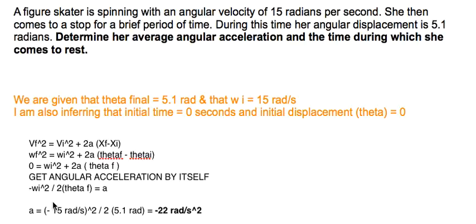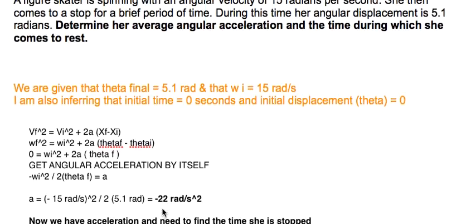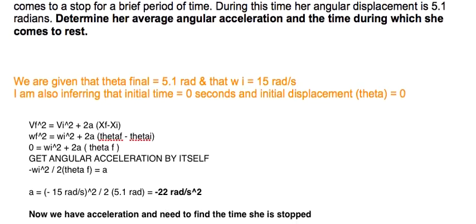So I can plug in that the initial angular velocity is 15 radians per second, and it's squared, and it's negative because I have the negative sign before. And I'm going to divide by 2 times theta final, which is the displacement, which is 5.1 radians, and that comes out to negative 22 radians per second squared. So now that I have the acceleration, I need to find the time that she is stopped.